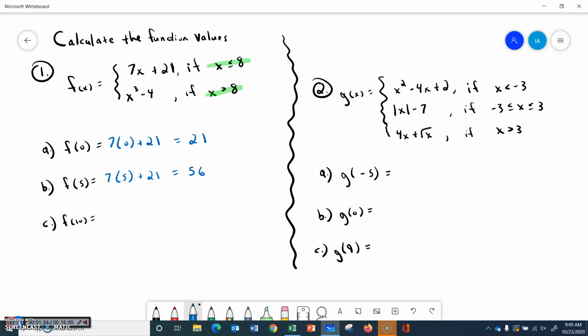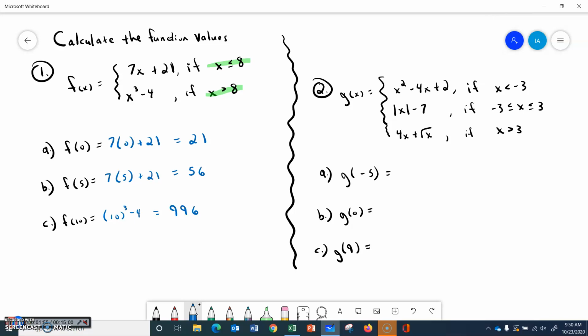The last one with f is f of 10. We look on the right hand side. Is 10 less than 8? No. Is 10 greater than 8? Yes. So it fits the second domain option here. So we use x cubed minus 4. So 10 cubed minus 4. 10 cubed is 1,000. So 996. I just made that up, so good for me.